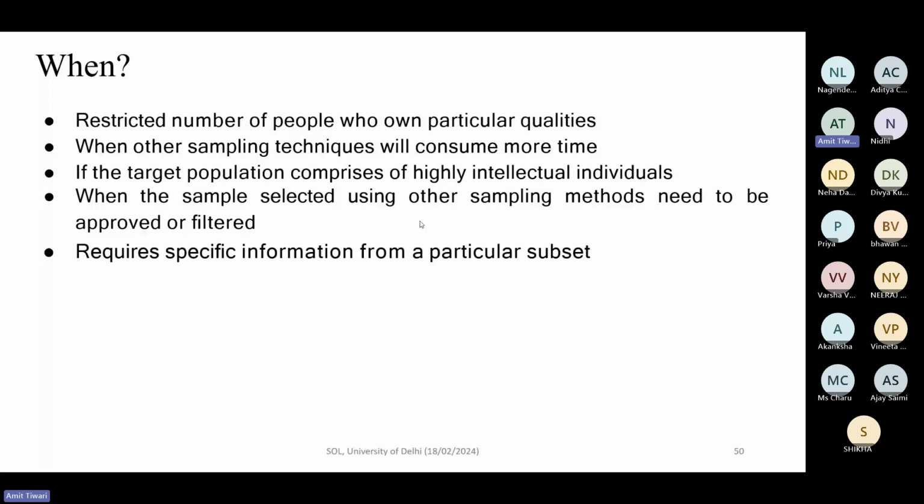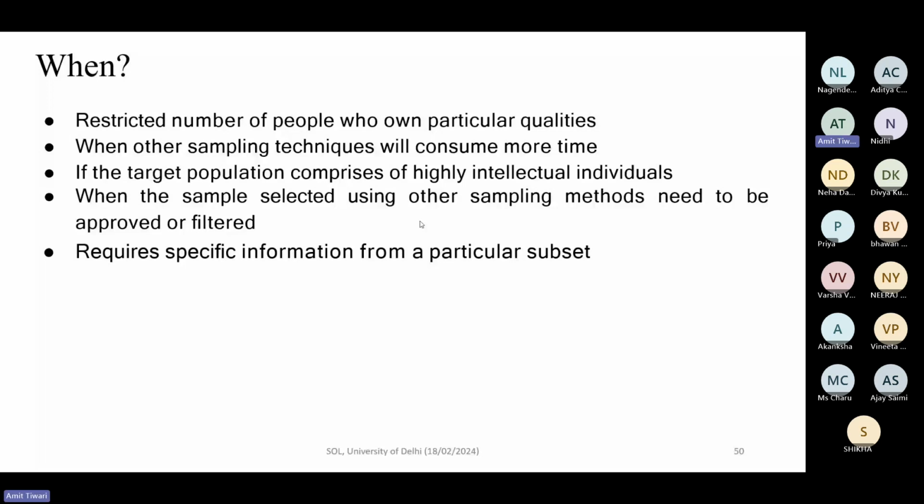Then purposive sampling is very common in research, and people, considering the time and other budgetary constraints, in many cases, instead of going for probability sampling, go for convenience or quota or maybe purposive sampling methods.